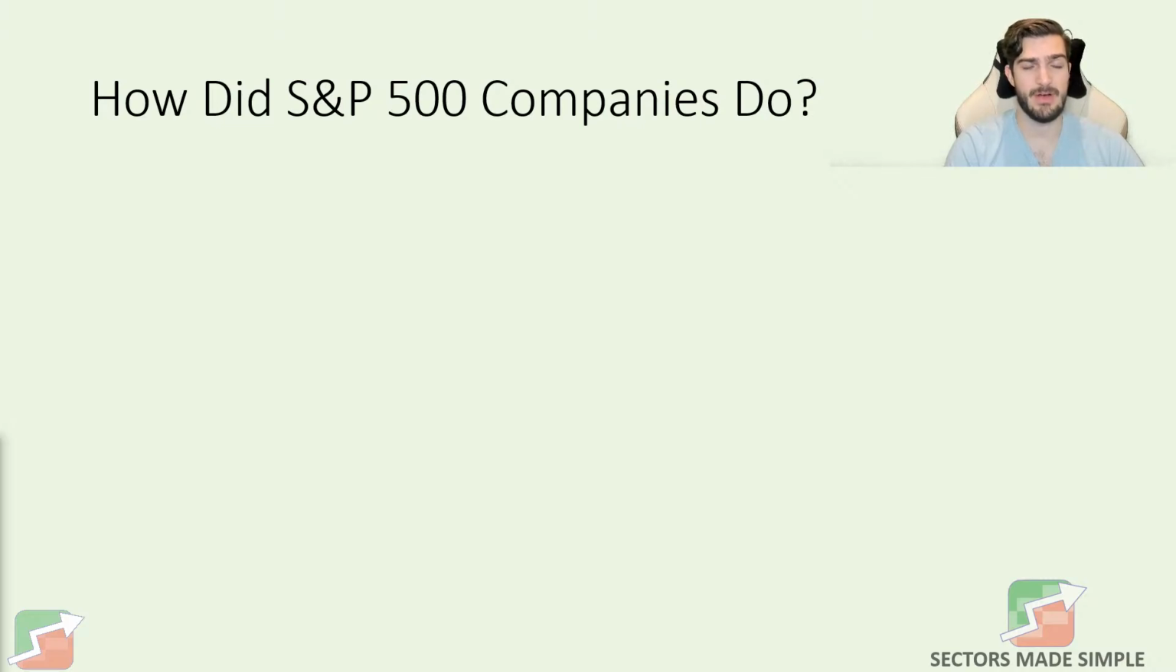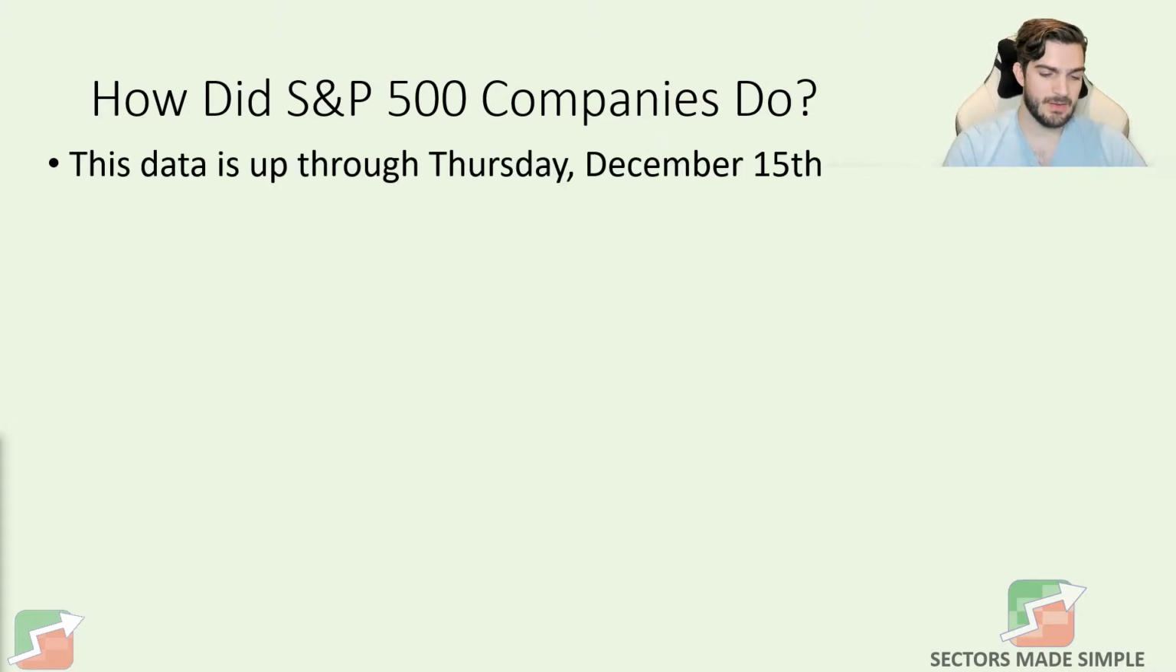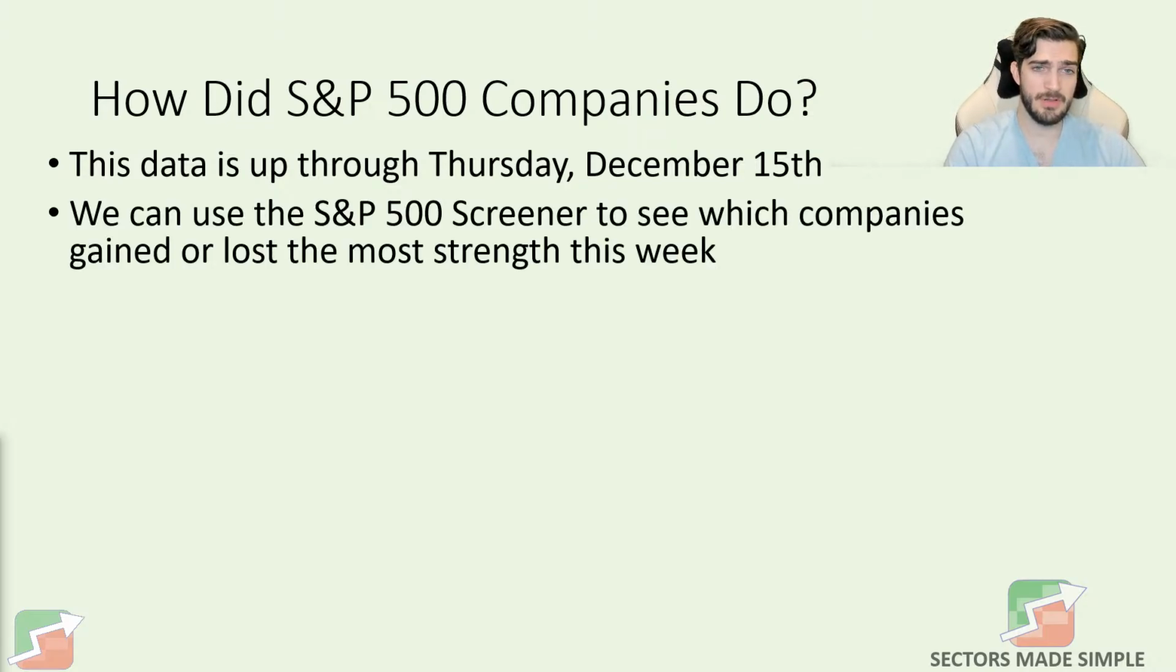Now, the last thing I want to take a look at for prices is the S&P 500 companies and seeing how these companies performed. Note, this data we calculate daily, but it takes quite a while to run. So while we are doing this webinar live on Friday, December 16th, the data that we have currently is up through Thursday, December 15th. Regardless, we can use this data from our S&P 500 screener to understand which companies gained or lost the most strength over the last week.